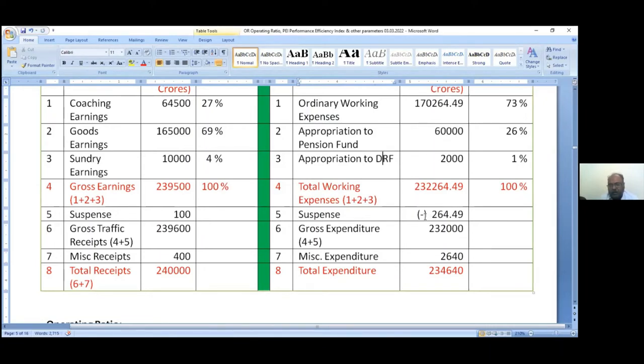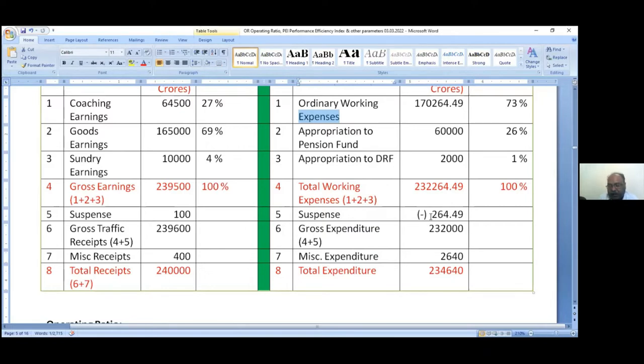Now here, please check. In government accounts, the word used is expenditure. That is the difference. Here, expenses, commercial accounts. So what is 2,32,264.49 minus 264.49? What is the net amount? 2,32,000 crores is the gross expenditure.